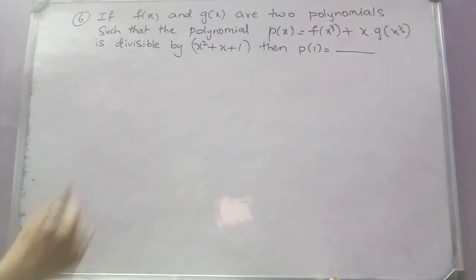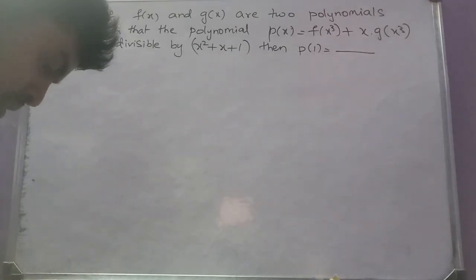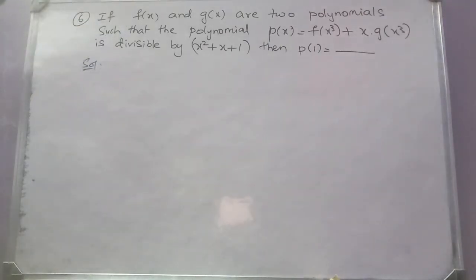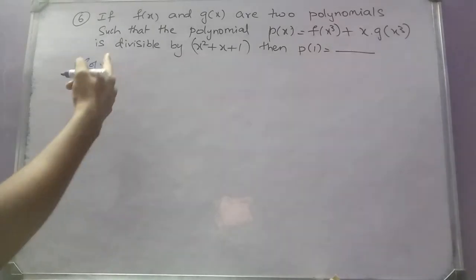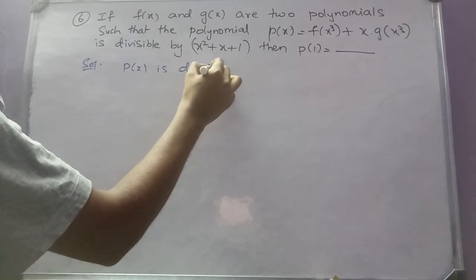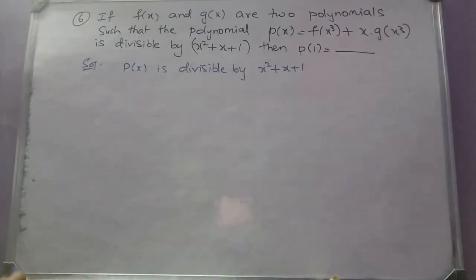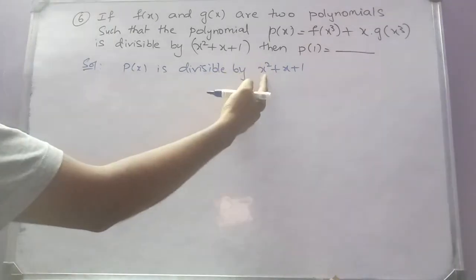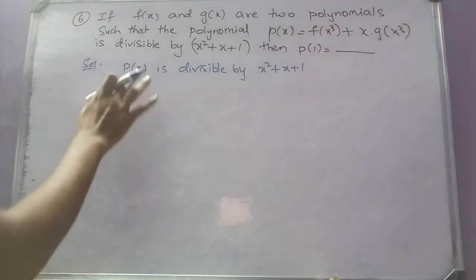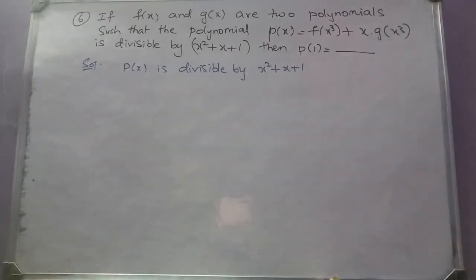So first of all, dear students, this is given in 18th March evening session, okay? So first of all, p of x is divisible by x square plus x plus 1. So which means that the roots of x square plus x plus 1 are nothing but the roots of p of x. And we know that the roots of x square plus x plus 1 are omega comma omega square, right?